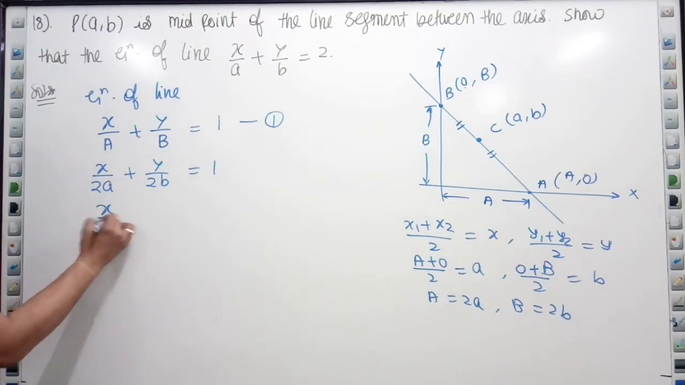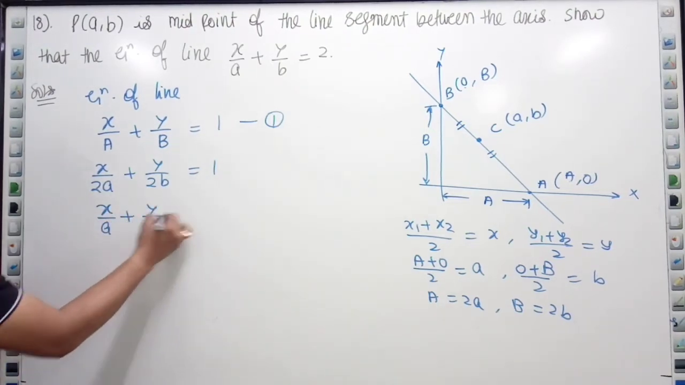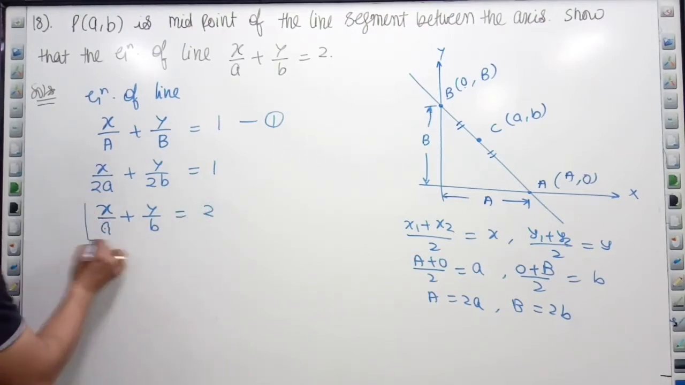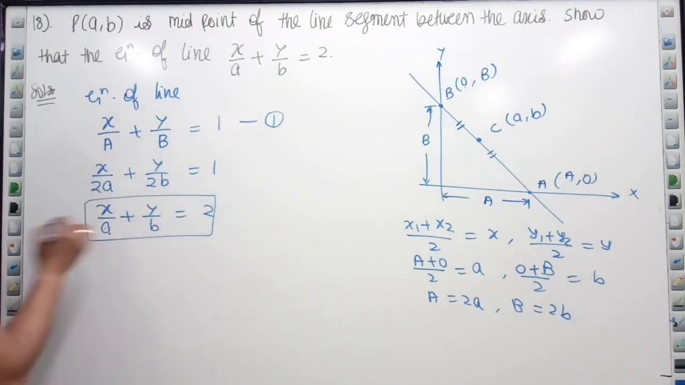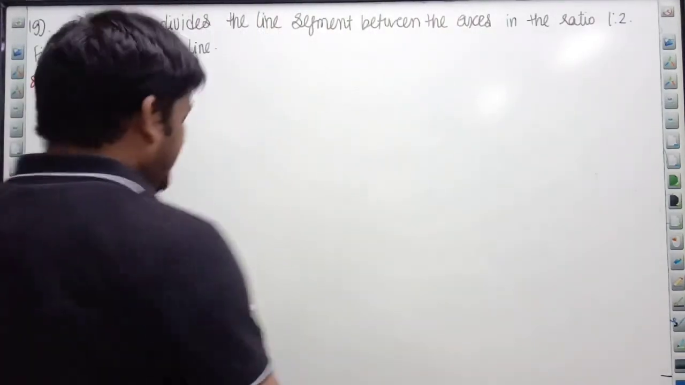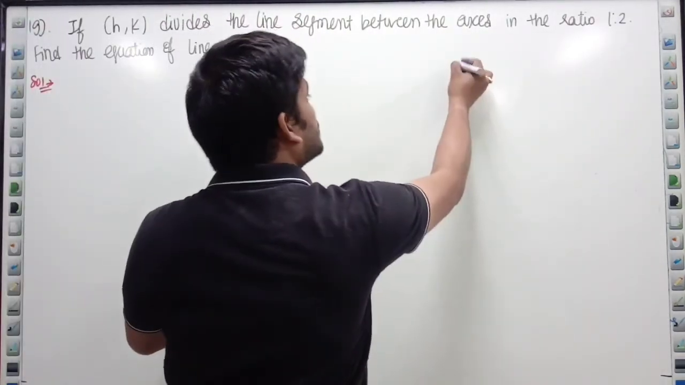So we can say x upon a plus y upon b equal to 2, and this is the final answer, and that is what we need to prove. Hence proved. Question number 19 is similar to the last question.